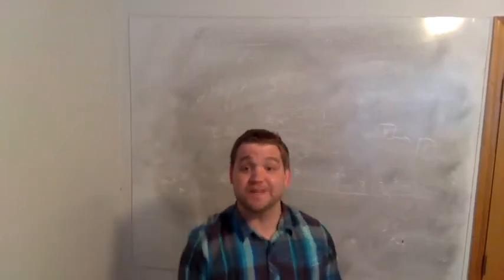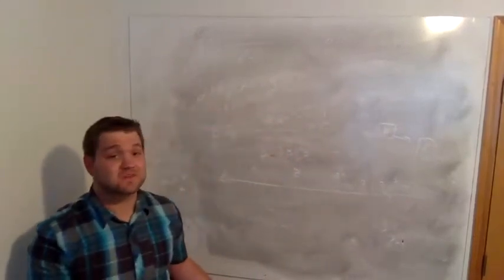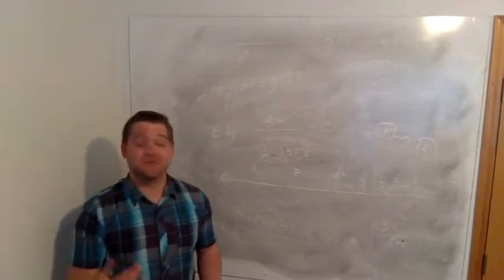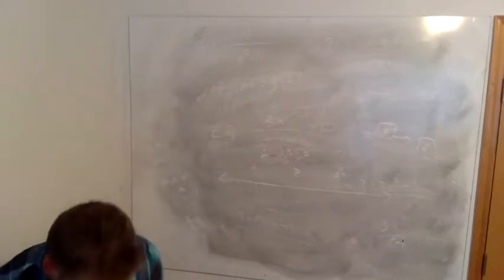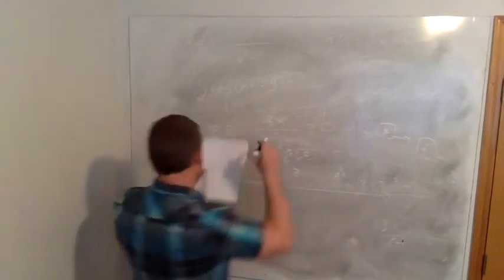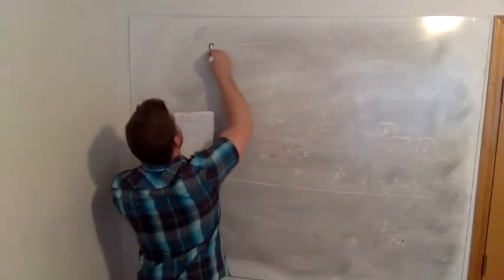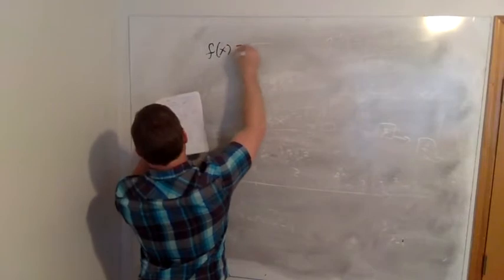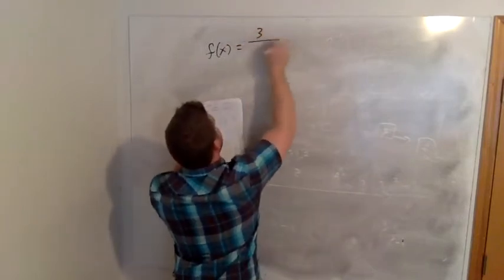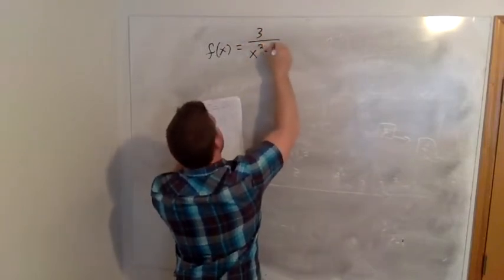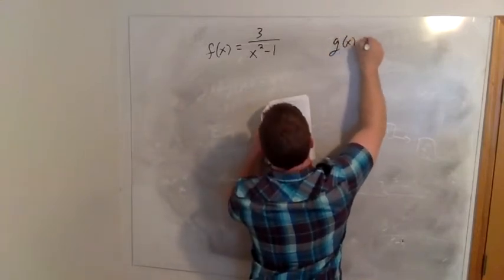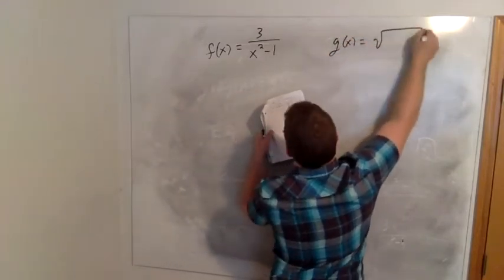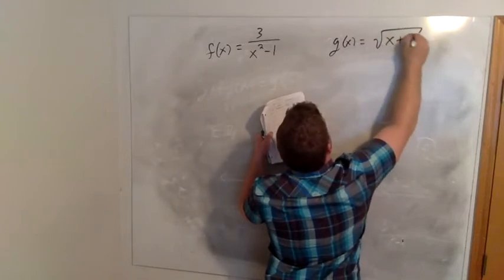Hello everyone. What we'd like to do in this video is do some more examples of computing compositions and finding their domain. For our first example, let's say we have the function f of x is equal to 3 all over x squared minus 1, and g of x is equal to the square root of x plus 3.